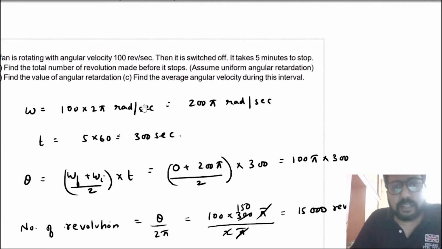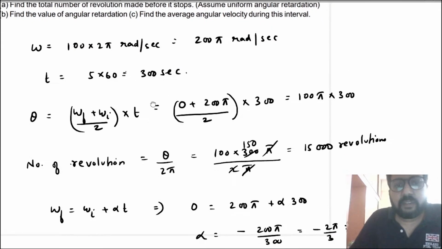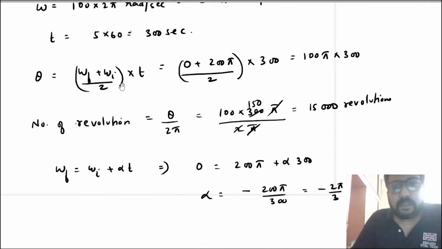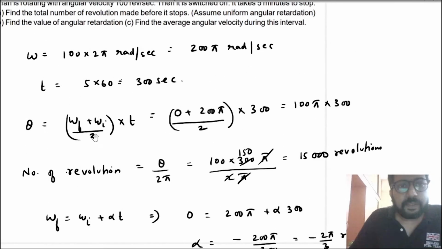The third question is find the average angular velocity. Average angular velocity is this only. That is 100 pi.